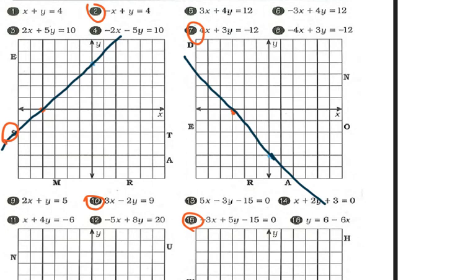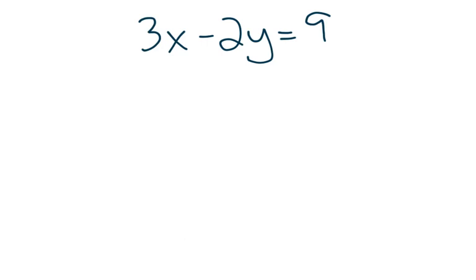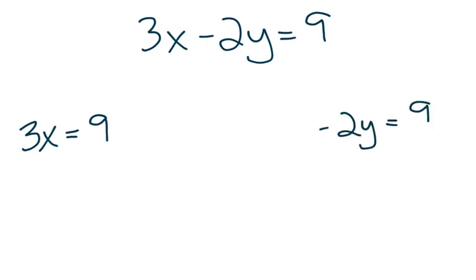But I know those points are correct. So it should pass through, it might pass through A. It could go either way, really. Alright, next we're going to do 10. 3x minus 2y equals 9. Alright, so I'm going to make my 2 equations. 3x equals 9, and negative 2y equals 9.